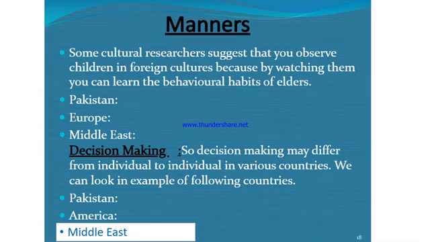Then is manners. Some cultural anthropologists, who are people who study humans, suggest that you observe children in a foreign culture, because by watching them you learn the behavioral habits of elders. Children shake your hand in Germany, hug you in Italy, and often stay in the background in India. In fact, the ritual of greeting and farewell is more formal overseas, with children and adults.